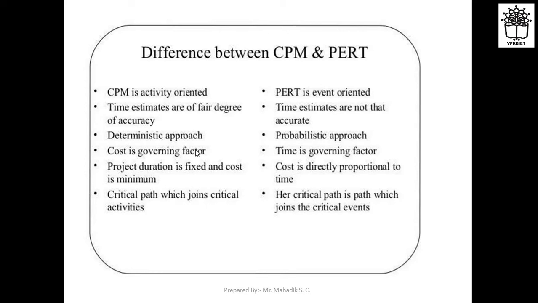As earlier in the first slide we have seen the problems from PERT, in that problem you need to find out the probability that the project will be completed within 40 days. That's why we are calling it a probabilistic approach, right? Next, cost is the governing factor in CPM, whereas in PERT time is the governing factor. Then project duration is fixed and cost is minimum in CPM, whereas cost is directly proportional to time in case of PERT.